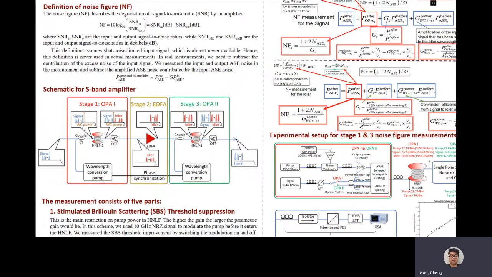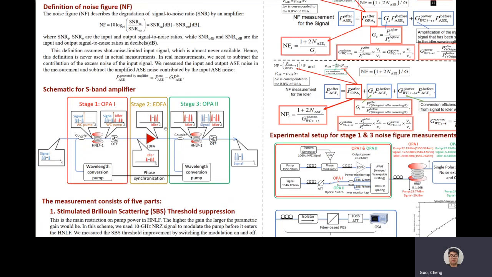For the first stage, the signal is in the S-band, and we use a strong pump to convert the signal in S-band to C-band, so we can convert the signal to an idler in the C-band. Then we will filter out the idler and amplify it by a conventional optical amplifier, which is very cheap and easy to get.